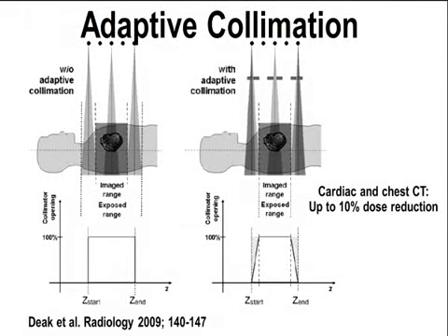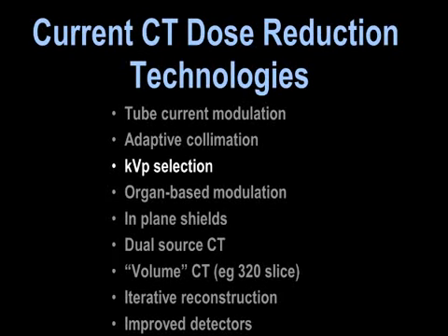Adaptive collimation is sort of a complex thing, but most of the manufacturers have this now. We used to just throw away radiation at the beginning and the end of the scan, but now we have shutters that close and then open as they go through the patient. So we've controlled and eliminated some of this radiation through the region of scanning. It can result in dose savings of up to 10%. That's a relatively new technology.